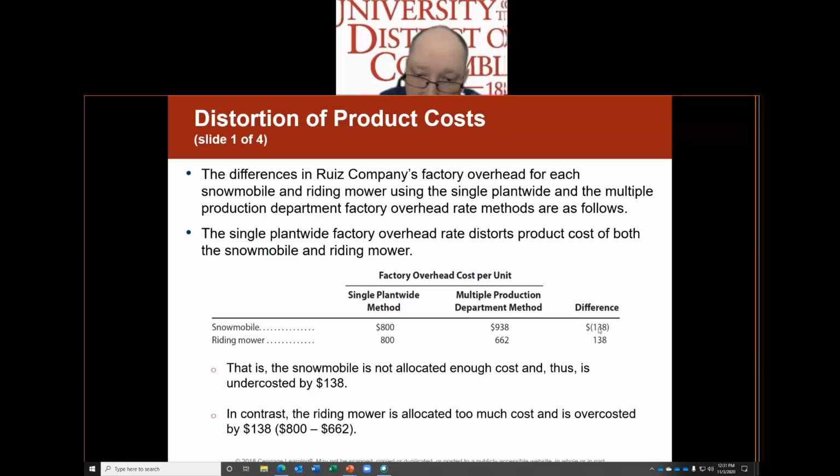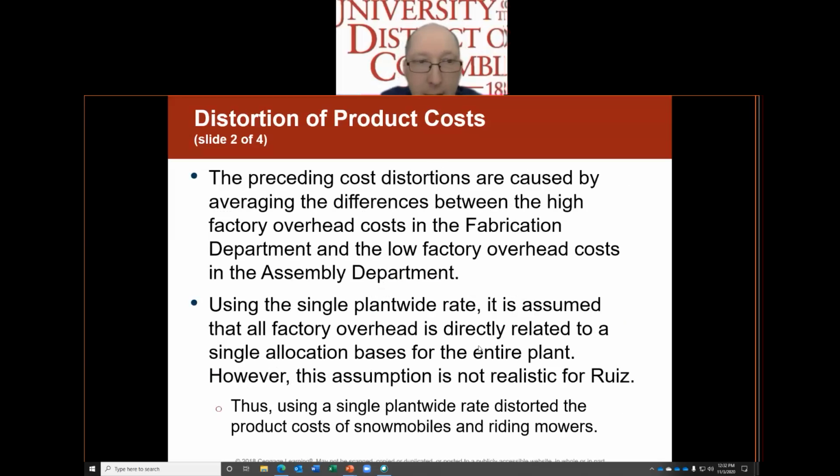We can see that there's a huge difference of $138 for each method. It's $138 more for the multi-production department method for snowmobiles, $138 less for riding lawnmowers. And that's a pretty interesting difference. We also call these distortion costs.